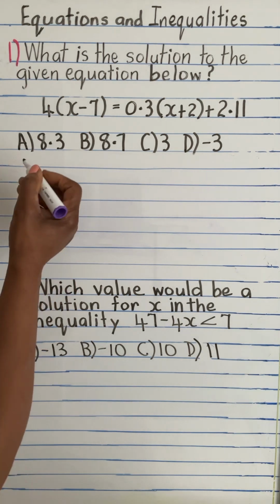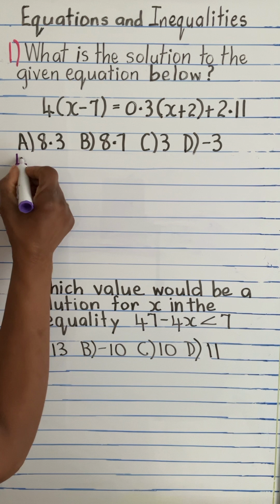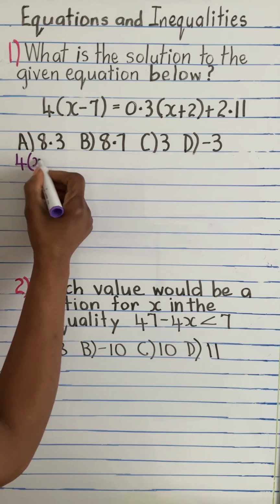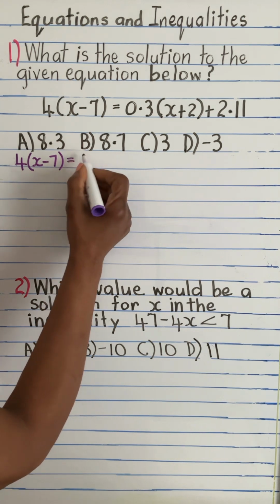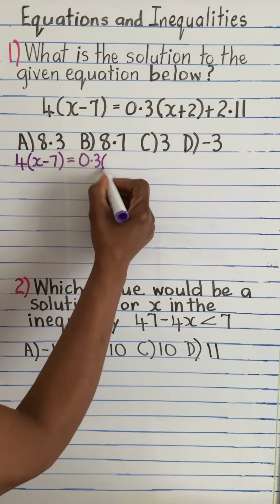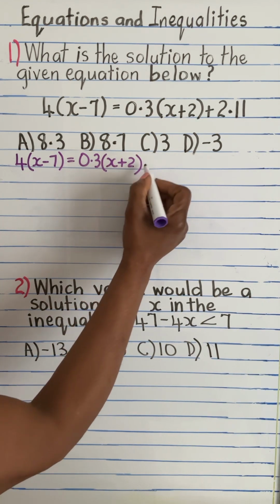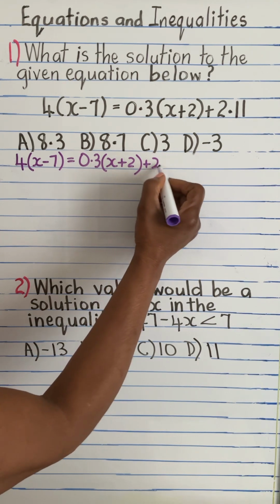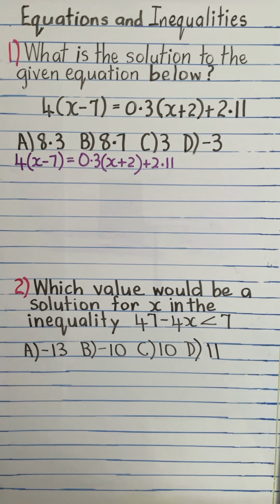So let's rewrite the equation: 4(x - 7) = 0.3(x + 2) + 2.11. So our first step is to simplify the equation.